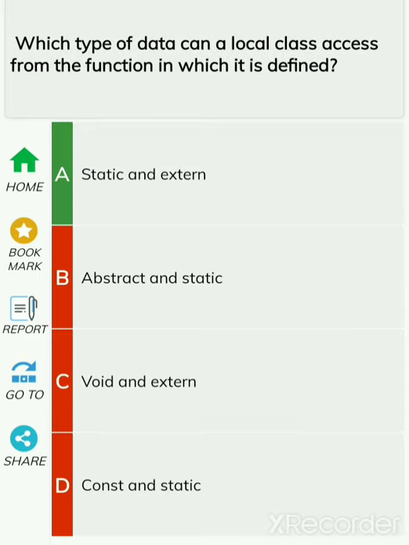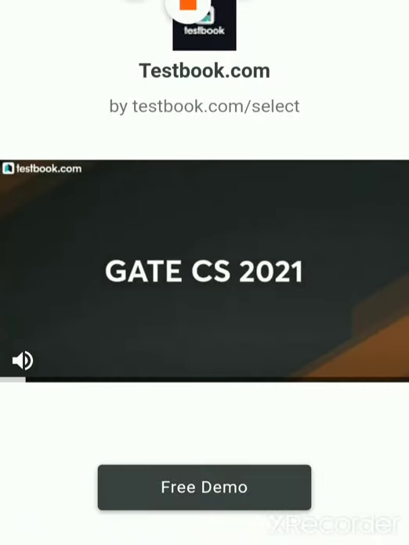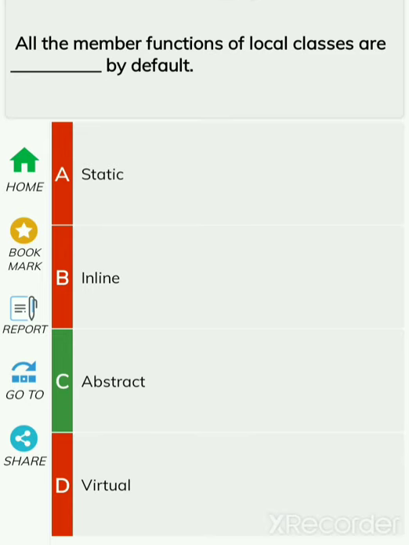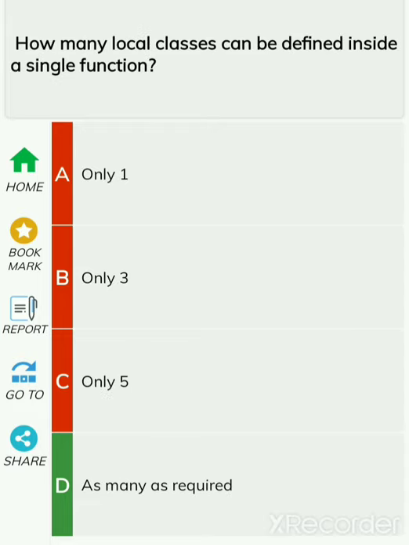Which type of data can a local class access from the function in which it is defined? Static and extern. Can static variable be declared inside a local class? No, not possible. All the member functions of local classes are abstract by default. Which language can use inheritance with local classes? SAP ABAP. How many local classes can be defined inside a single function? As many as required.